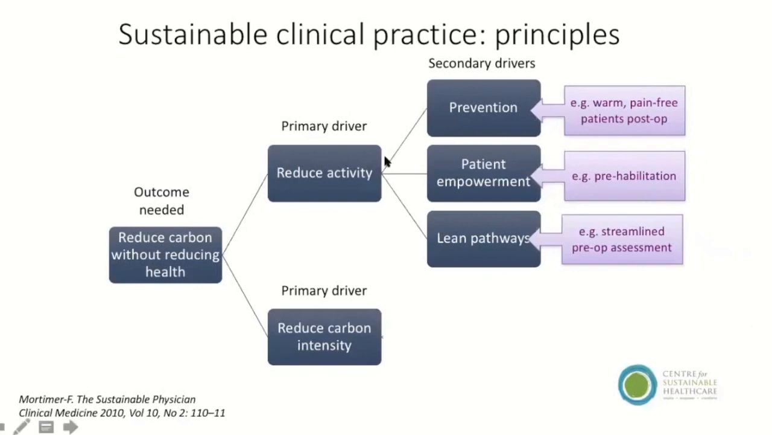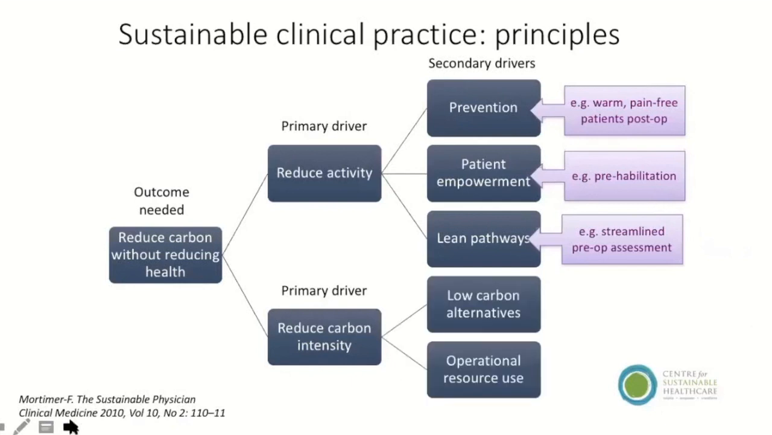Okay, so those are a few examples for how we might be able to reduce activity without reducing health outcomes. But there's obviously going to be some, at the end of this process, some activity that we think is really high value. We've streamlined it and we want to keep it. We think it's benefiting our patients. So what can we do to reduce the carbon intensity? I think there's two different categories here.